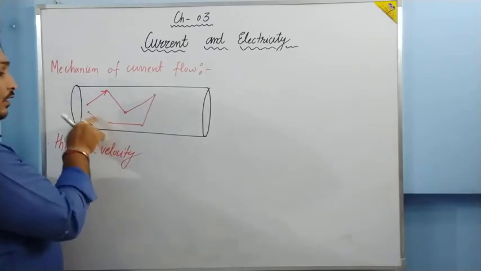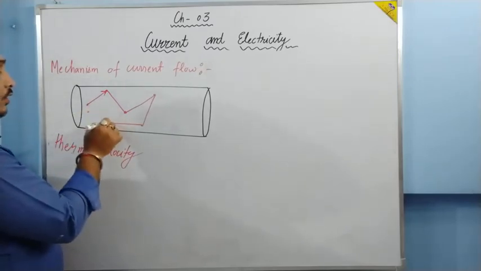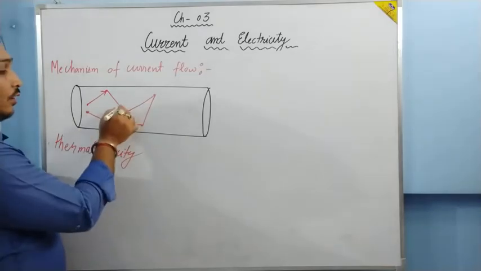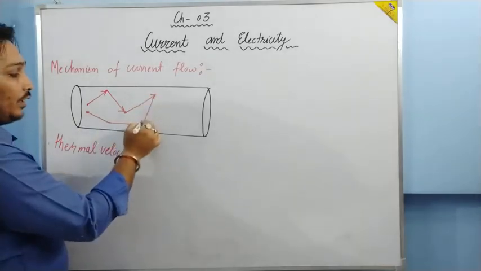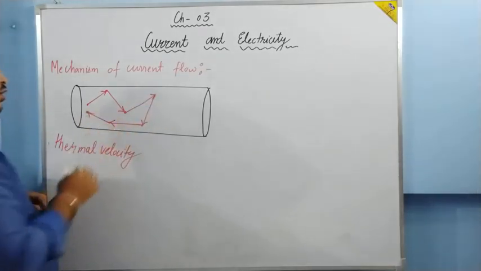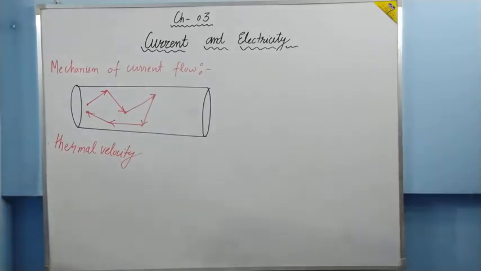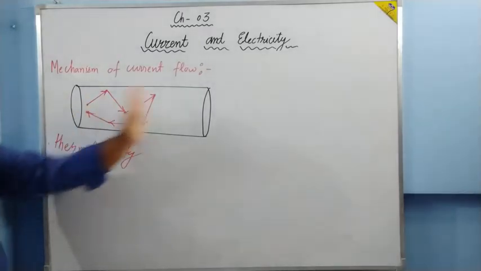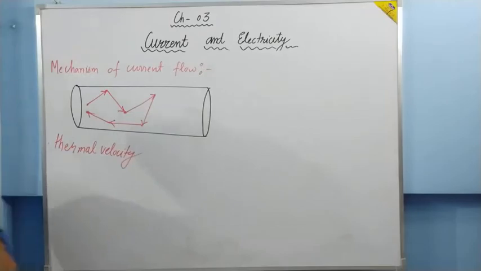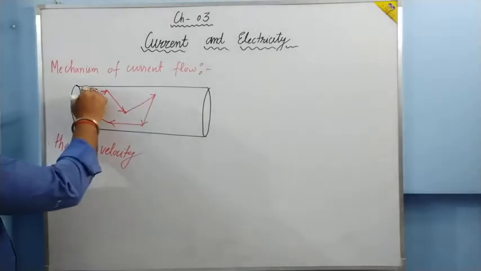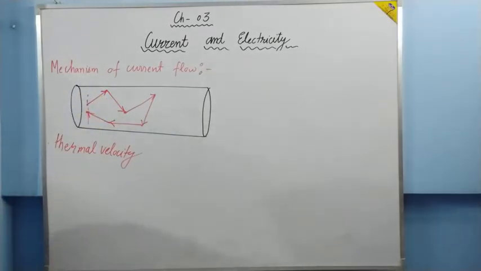Okay, so it reaches its initial point. Why am I making it go to its initial point? So that the net velocity in this direction along the axis is 0. Okay, they are at the same level. Is it clear? Okay. Now, what happens when we apply the electric field or potential difference?